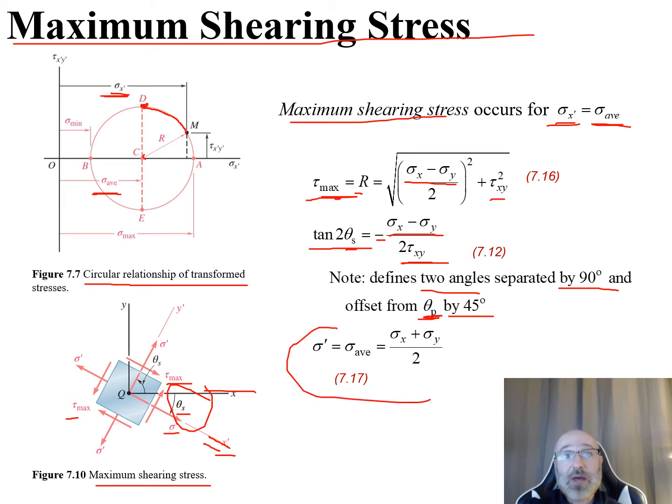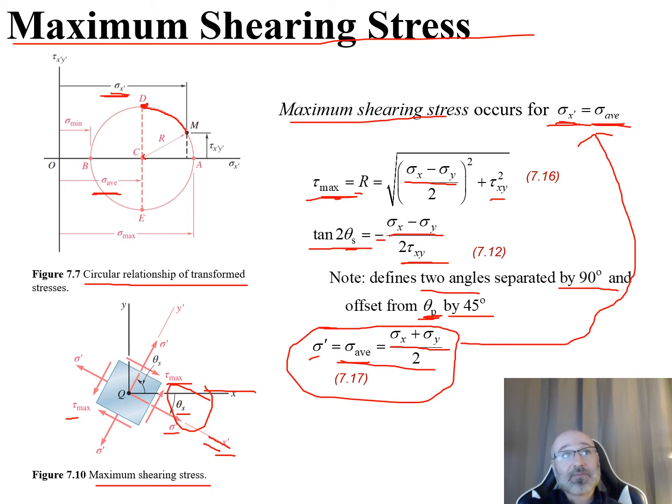So now we can see we have this relationship giving the equation that our sigma prime is equal to our sigma average, which, as we recall, is sigma x plus sigma y all over 2. Which also brings us back up to the relationship we saw at the beginning, where we said that our maximum shearing stress occurs where our sigma x prime is equal to our sigma average. And that's exactly what it says: sigma x prime is equal to our sigma average.